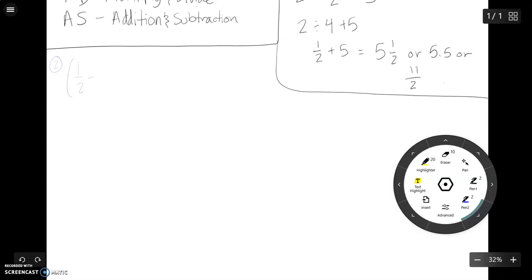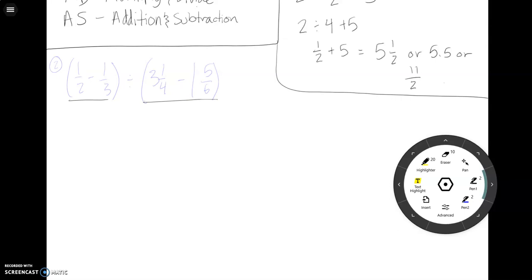So let's do (1/2 minus 1/3) divided by (3 1/4 minus 1 5/6). Okay, first of all, I hate this color blue, so I'm going to change it back to black, so I'm sorry if that's annoying. The first thing that I want to do is evaluate everything in the parentheses. So I'm going to handle this first one and simplify that, and then handle this one separately and simplify that.